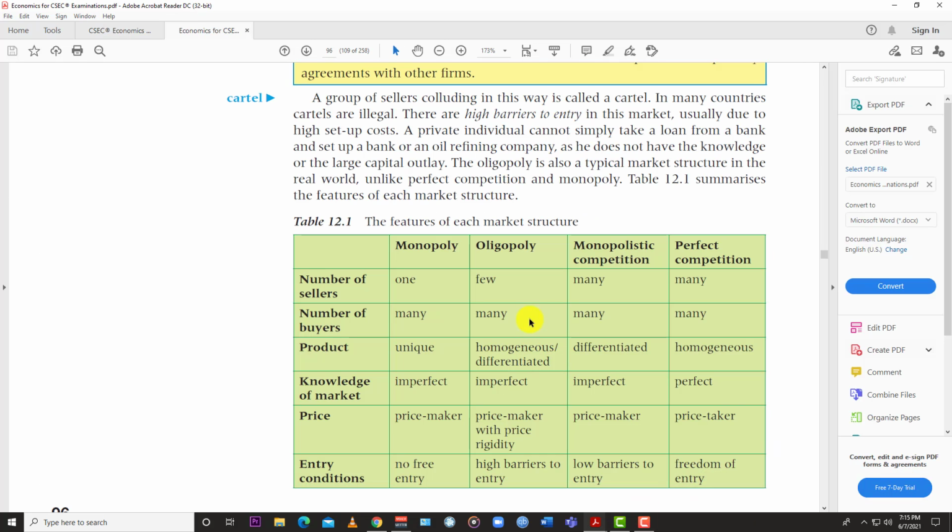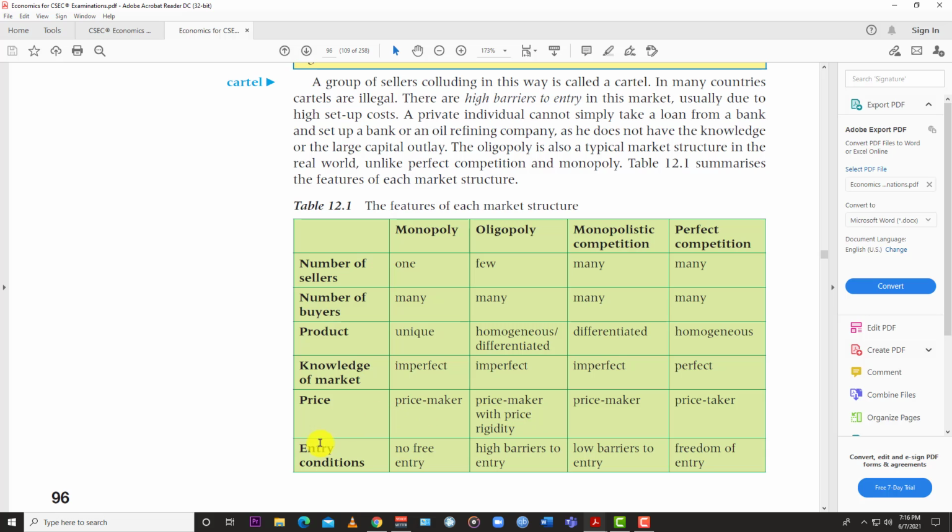So if you look at the table right here, nice and cool, monopoly, monopolistic. Number of sellers, 1, number of sellers, many for monopolistic. Number of buyers, many for monopoly, many for monopolistic. Product, unique for monopoly, product, differentiated in monopolistic. Market knowledge, imperfect, both of them have imperfect knowledge. Price, both of them are price makers. And then entry conditions, no free entry, there are high barriers to entry, but in monopolistic competition, there are low barriers to entry. So that's how you compare these things.